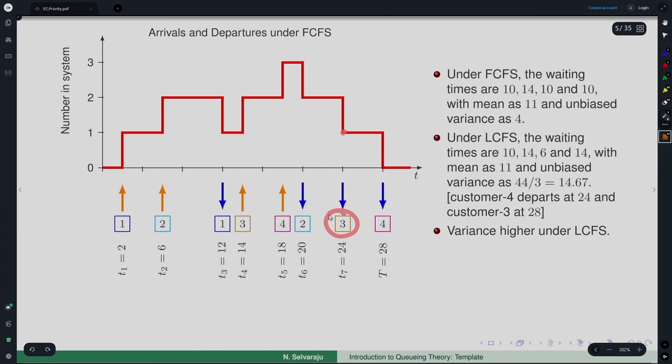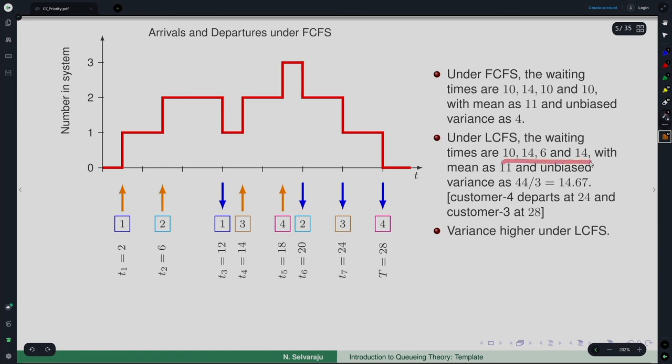So basically, what you will have here, instead of 3, you will have 4, and in this place, instead of 4, he will have 3. The fourth customer would exit here, and the third customer would exit the system here. These things would remain the same; only these 2 points would get interchanged, and that would change things. If the fourth customer arrived at 18 and leaves at 24, his waiting time is 6. The third customer would arrive at 14 and go at 28, so his waiting time in the system was 14.